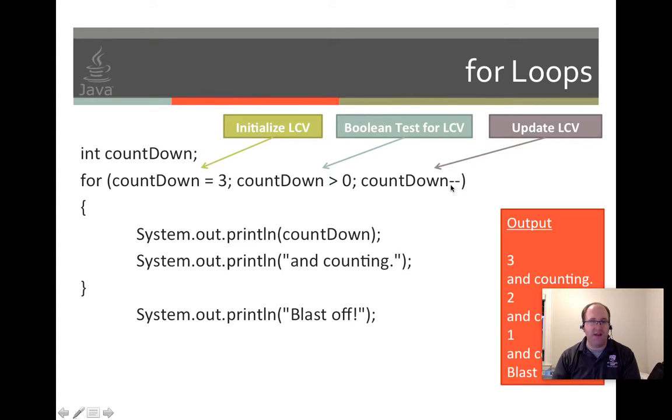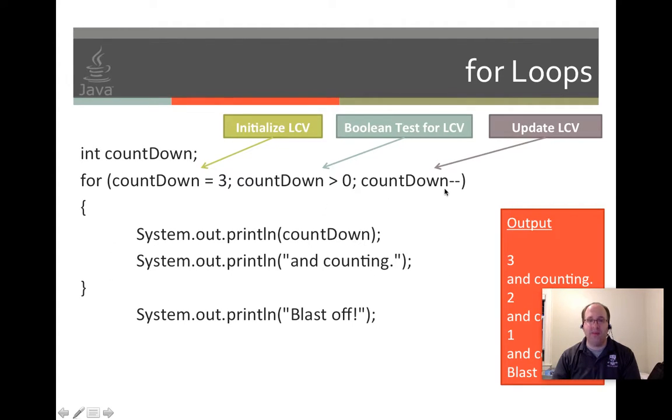The countdown is now equal to 2. Is 2 greater than 0? Yes, it is. Print out 2 and counting. Go back to the top. Decrement the loop control variable. Now we're at 1. Is 1 greater than 0? Yes, it is. Print out the 1 and counting.